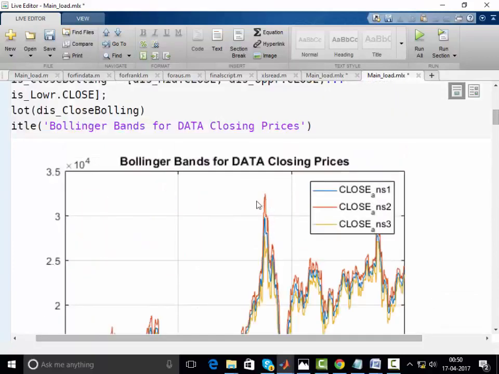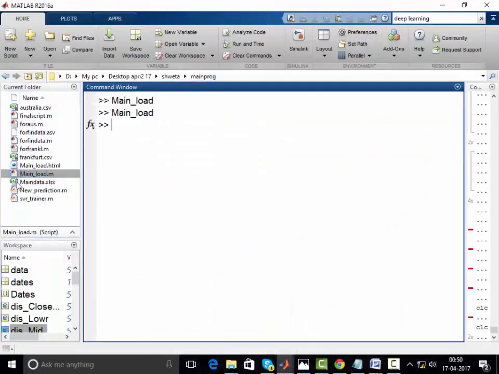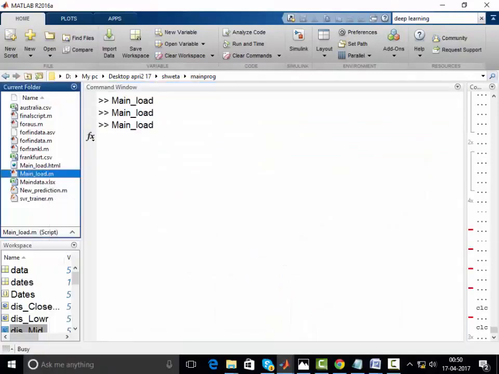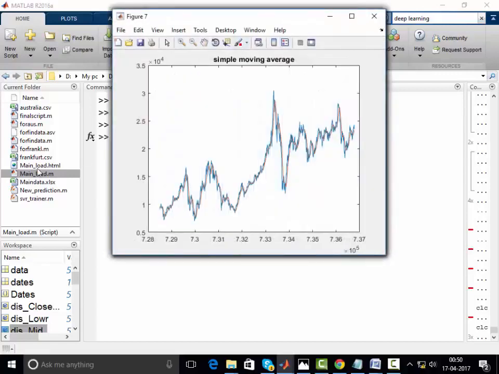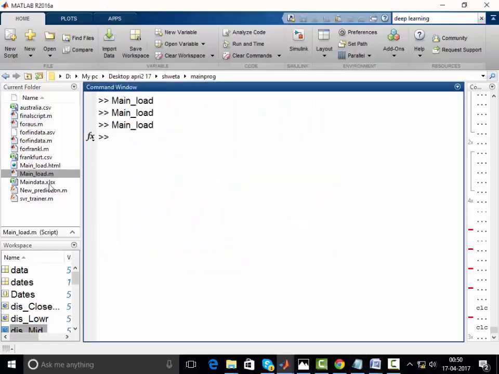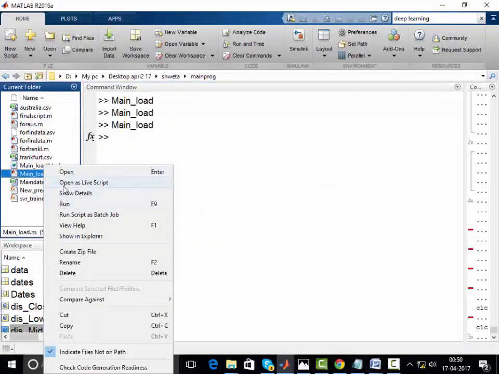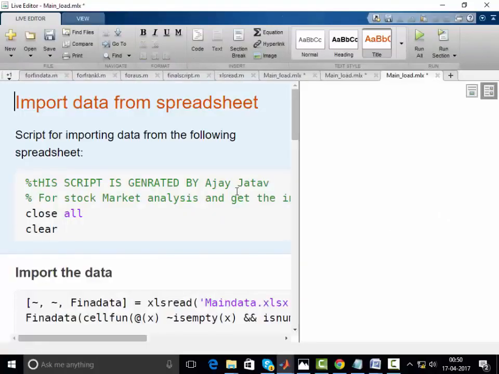Similar behavior can be seen in the Bollinger Band. So after selling out, you will be getting a profit, and this is the MATLAB implementation of this financial data. When I run it, you will get all the graphs of these types of scripts, and let me show you the scripts once again, so you can analyze them.